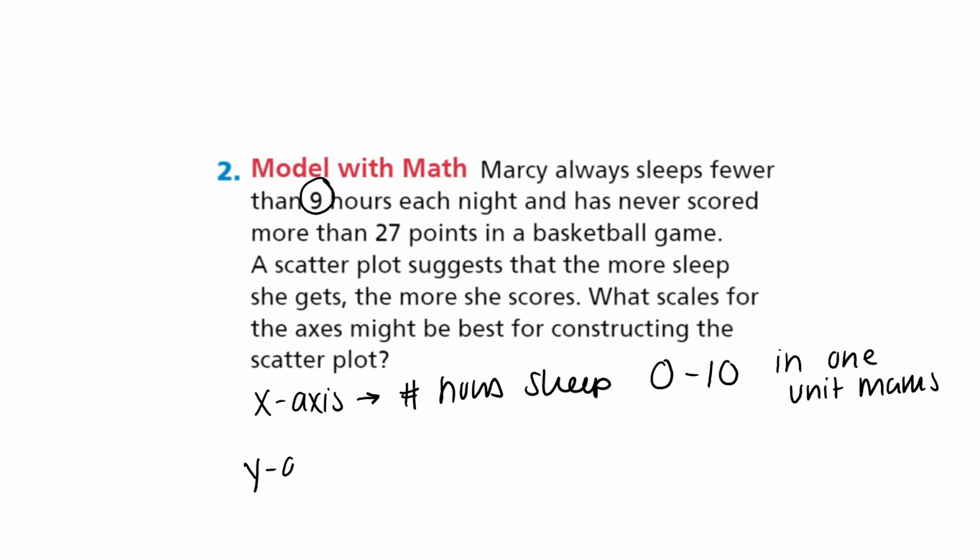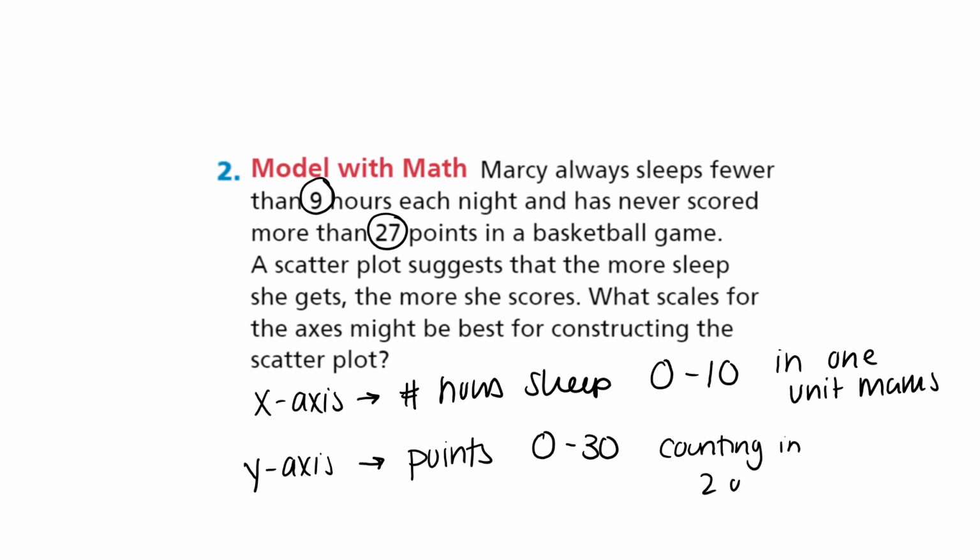For the y-axis, we would use our value of points. She only scores no more than 27, so we could do a scale of 0 to 30, counting in 2 or 3 marks. So counting either by 2s, 0, 2, 4, 6, 8, 10, all the way to 30, or counting by 3s, 0, 3, 6, 9, 12, 15, all the way to 30. We would want to jump count there because 0 to 30 is a much larger scale, and if we counted by 1 unit marks, our graph would be too large.